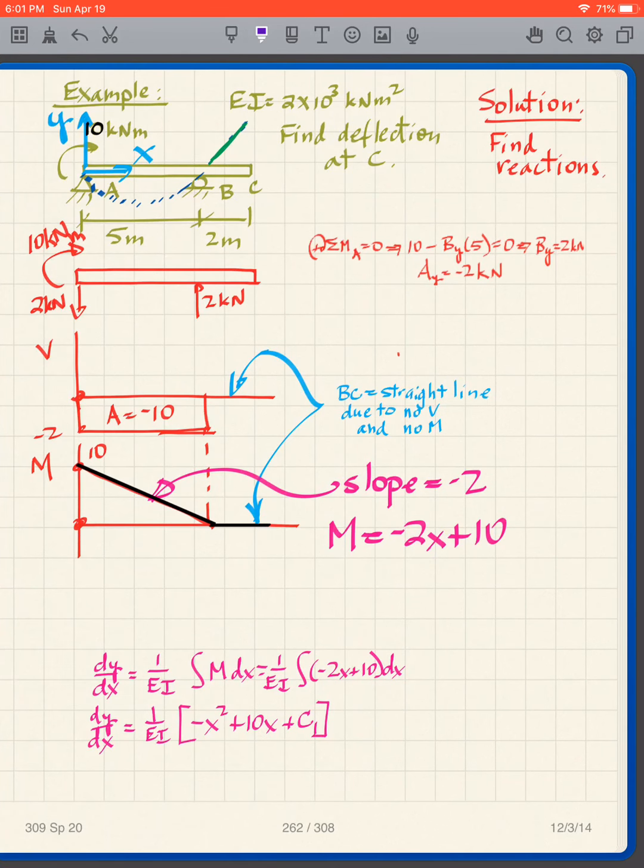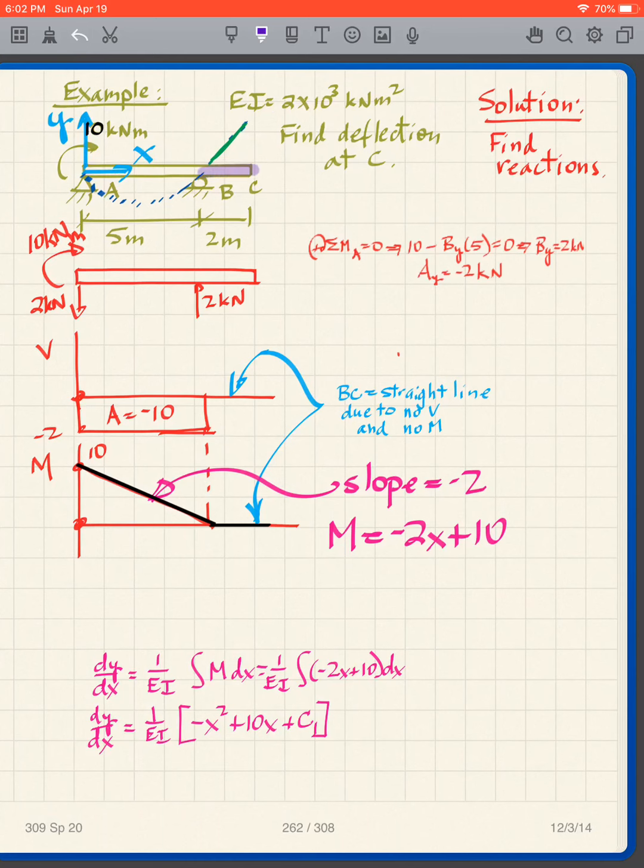We can do another one. This is a simply supported beam, and if you look closely, it's a little bit cluttered here, but all I'm doing is applying a concentrated moment at the left end. That's the only loading on this simply supported beam. The B support is here, and my goal is to get the deflection at C.